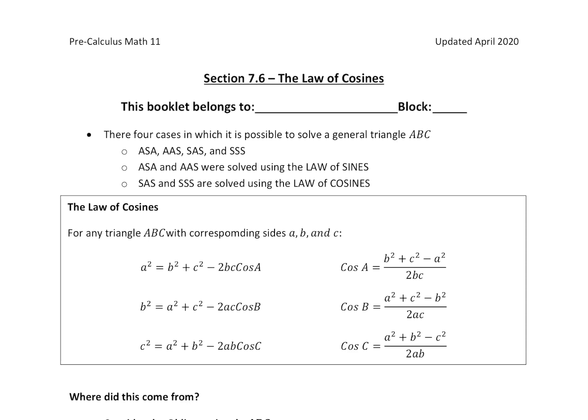Hello everyone, welcome to section 7.6. We are now talking about the second law for oblique triangles, the law of cosines. So remember in 7.5 we covered the law of sines, and we have these four different types of triangles.